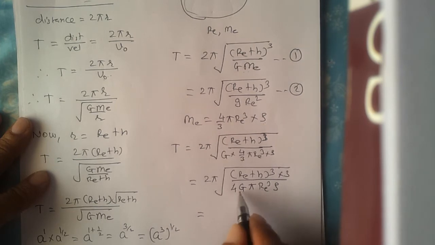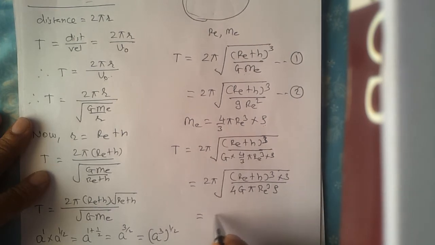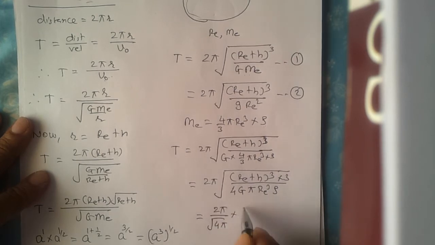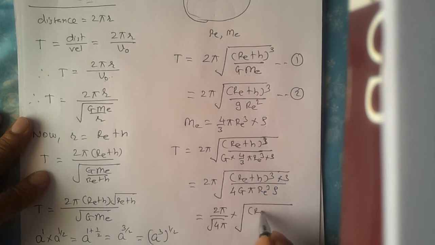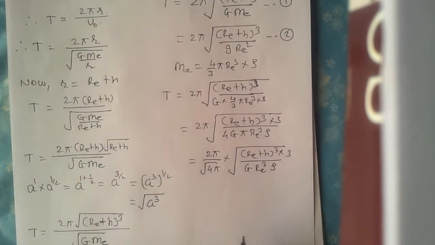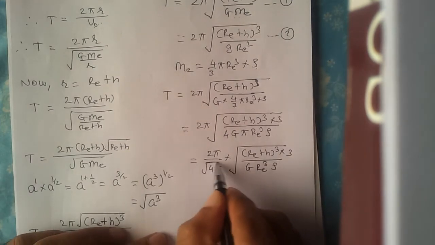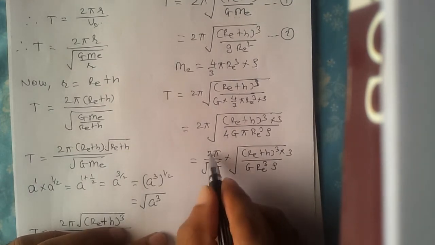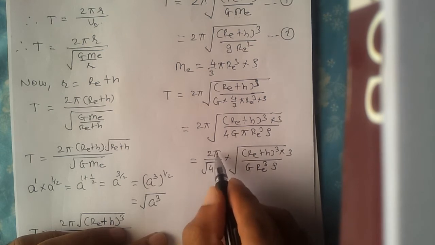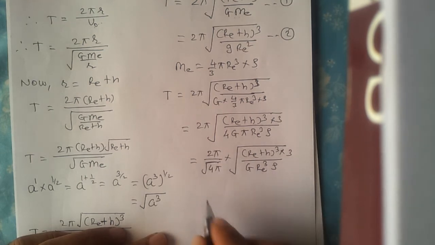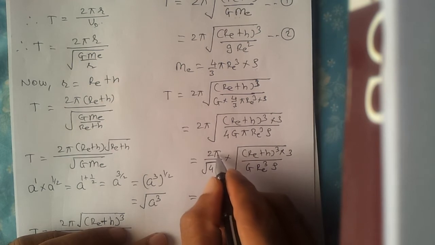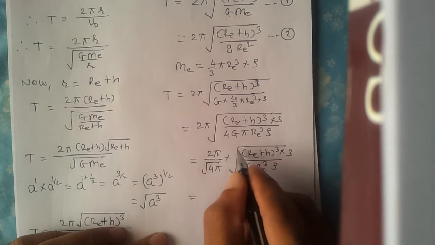I'll take square root of 4 pi outside, right? So 2 pi upon square root of 4 pi into square root of (r_e + h) whole cube multiplied by 3 upon g r_e cube into rho. Right. Now what will happen over here? This is square root of 4 pi. Square root of 4 is 2, so 2 will get cancelled, and this is square root of pi and this is pi. So I will have square root of pi in the numerator, and if I have square root of pi in the numerator, I can get it back into this particular square root sign.